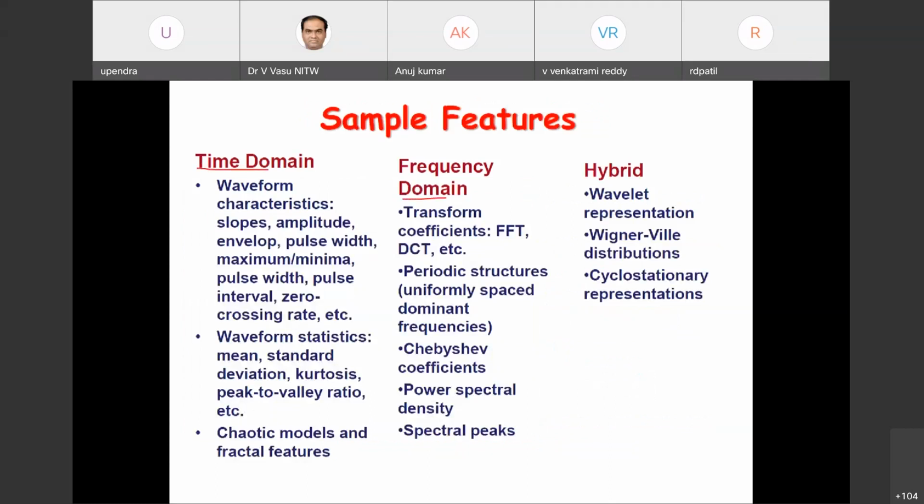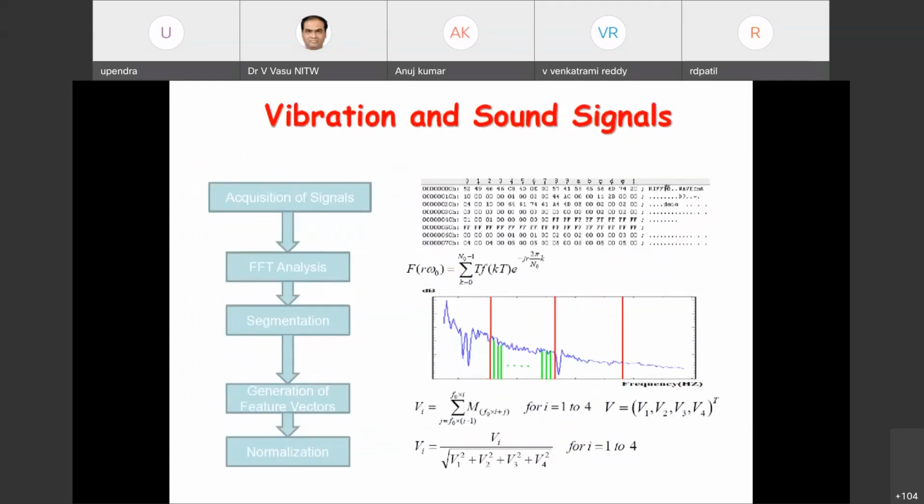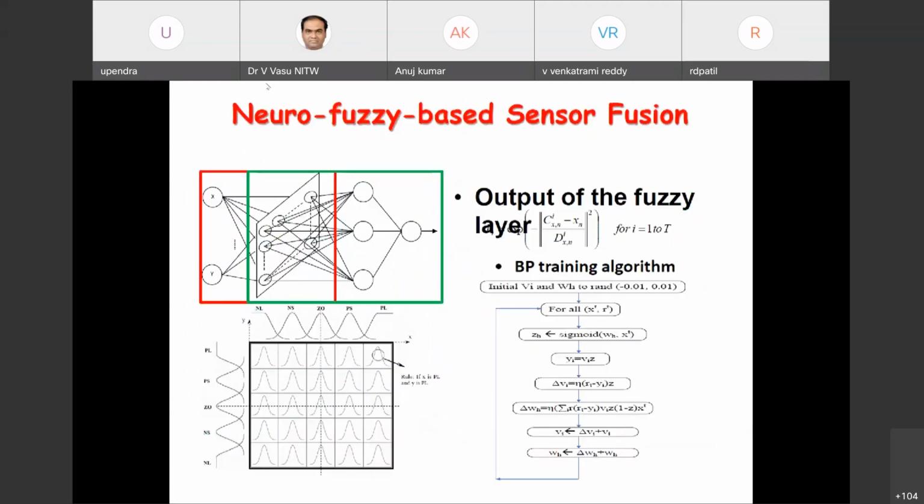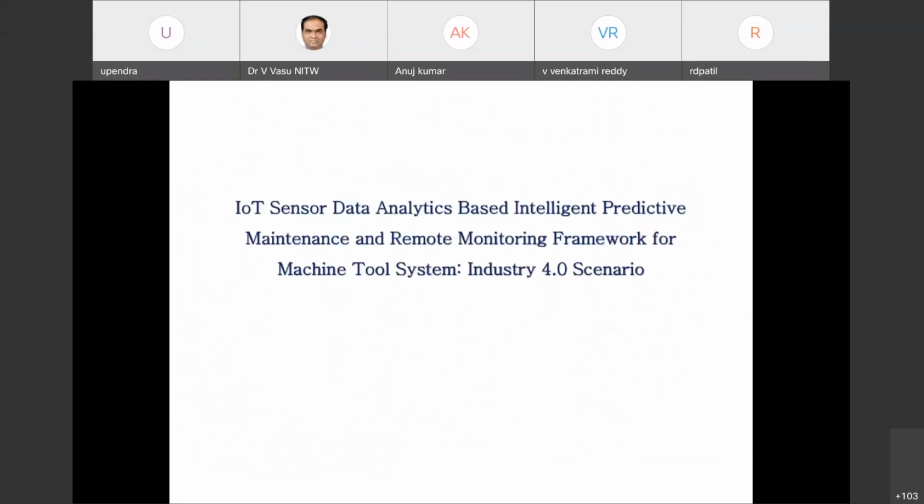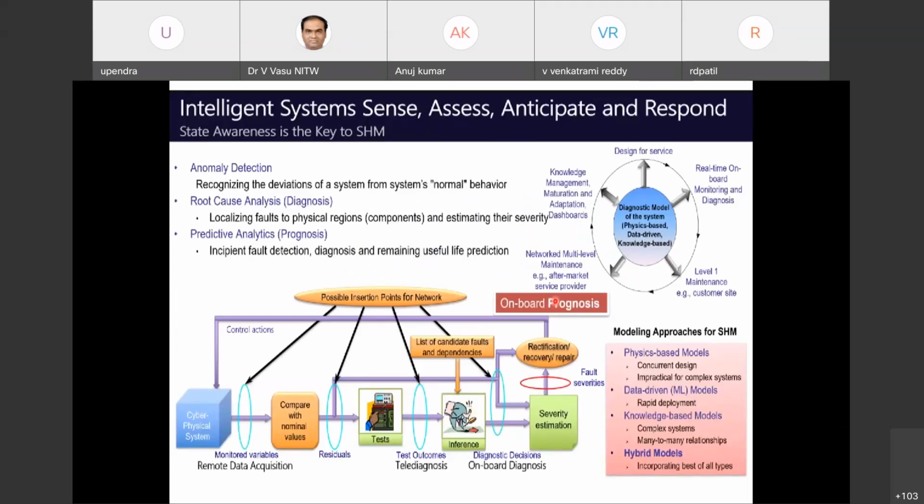frequency domain or hybrid features extracted, and finally we can give them to a neural network system, or deep learning systems that are now coming, and that will decide which type of fault is going to occur by using the fusion of these data. This is something one of my PhD students has done: a predictive maintenance system for a machine. We give the prediction of the machine.